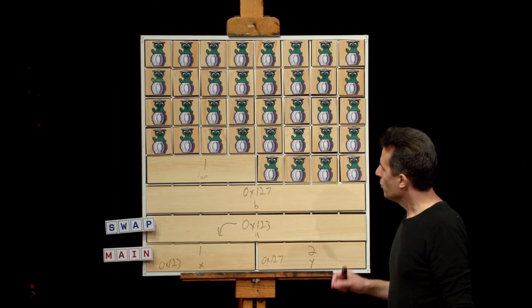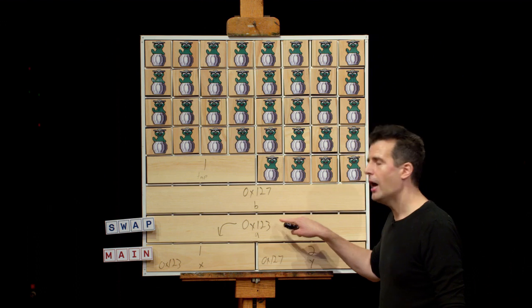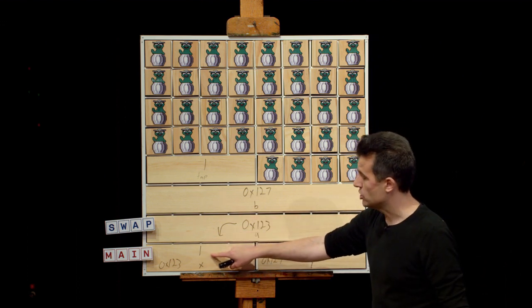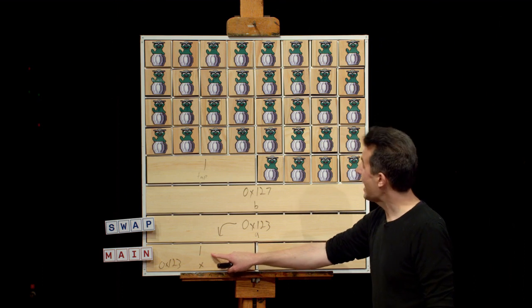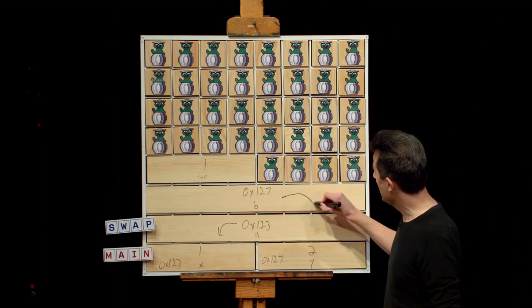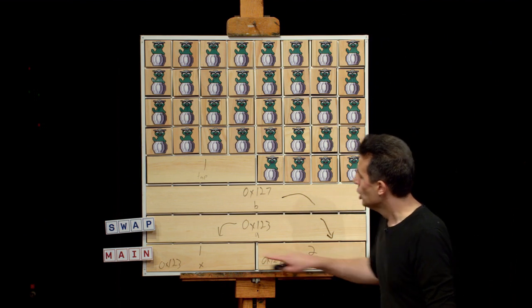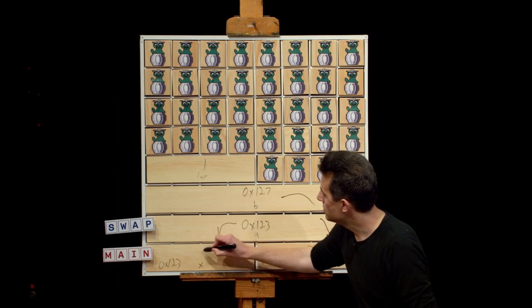Then what do? Well, now I'm going to go ahead and change not the value of A, but I'm going to change what is at the location in A to be whatever is at the location in B, which is like an arrow pointing down here, 0x127. So I'm going to change this 1 now to be a 2.